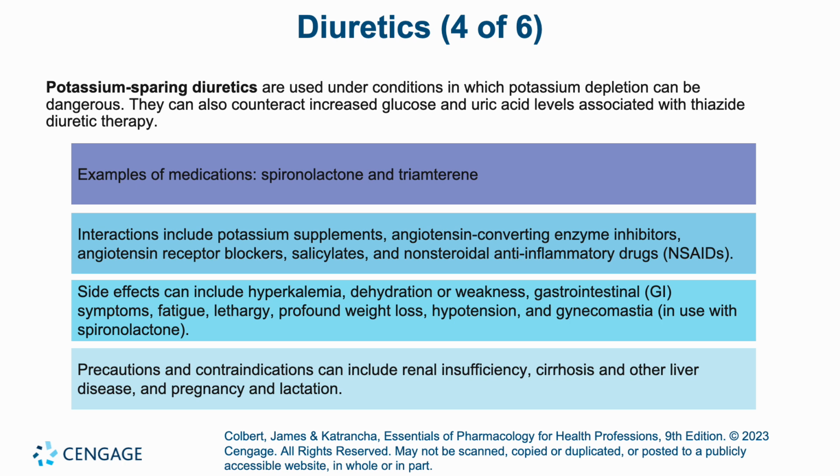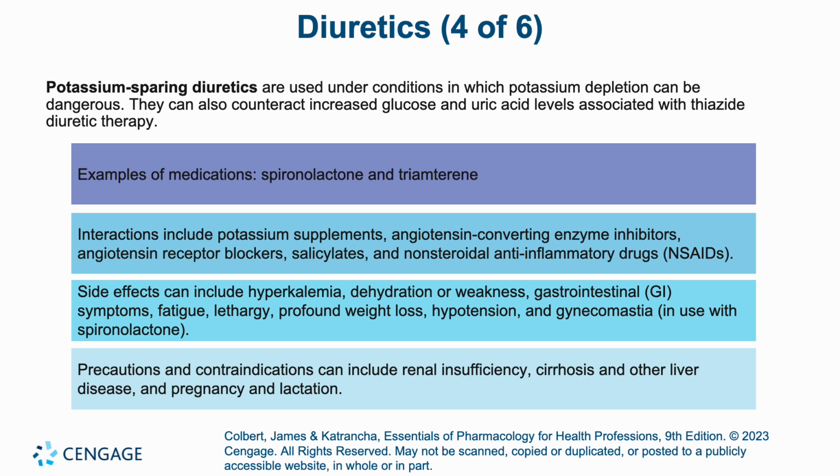Potassium-sparing diuretics can also counteract increased glucose and uric acid levels associated with thiazide diuretic therapy, so they may be a safer choice for our diabetic patients or those with poor glucose control. Examples of medications include spironolactone and triamterene. Interactions include potassium supplements, because we don't want to increase the potassium level too high, angiotensin-converting enzyme inhibitors or ACE inhibitors, angiotensin receptor blockers, salicylates, and nonsteroidal anti-inflammatory drugs.